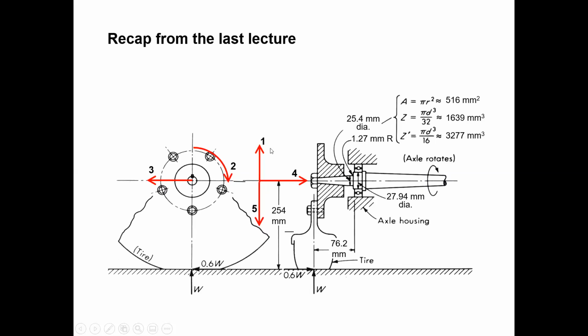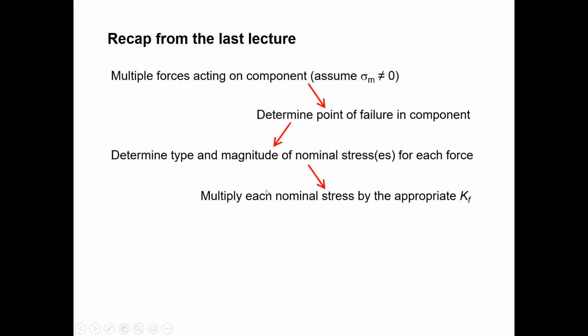So you need to find out the Kf value for bending. If it is a torsion, you need to find out the Kf value for the torsion. If it is axial, you need to find out the Kf value for axial. Likewise, you need to multiply the nominal stress by the fatigue stress concentration factor according to the loading type. And then you need to categorize each stress value to the relevant category.